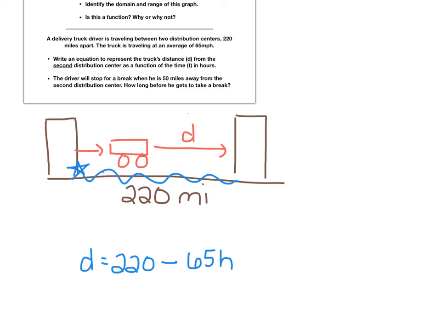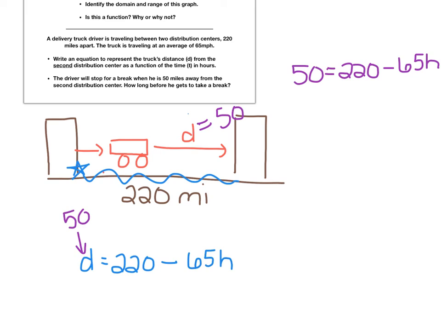Okay. Driver will stop for a break when he is 50 miles away from the second distribution center. So that's not after 50 miles. That's not when he's driven 50 miles. That's when he has 50 miles left in front of him. Okay? And so really that means that I want the 50 to be plugged in here for my D value. So I'm going to go over here and solve. I'm going to say 50 equals 220 minus 65h.